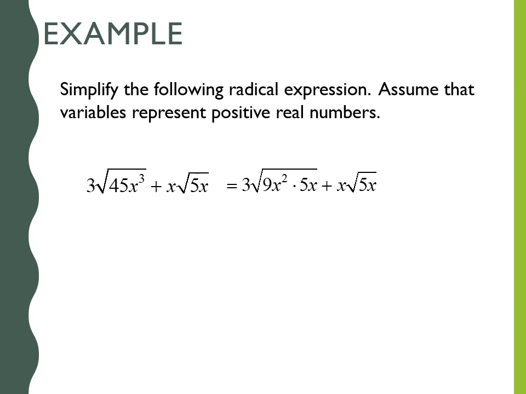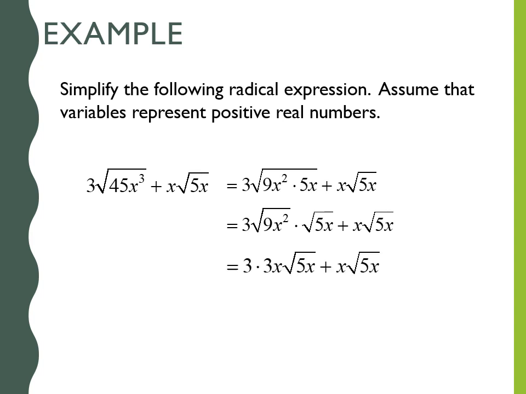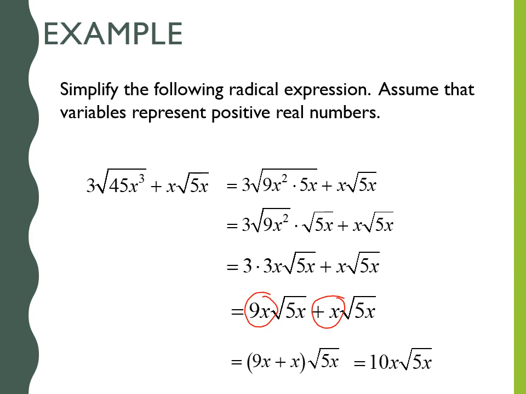So let's keep going. Well, 9x squared, we're going to separate it. And 9x squared, the square root of 9 is 3, and the square root of x squared is x. So we pull that out. We're going to simplify 3 times 3x, and that gives us 9x. Now my radicals are the same, so I'm going to focus on the outside. And I have 9x plus x, and that makes 10x square root of 5x.